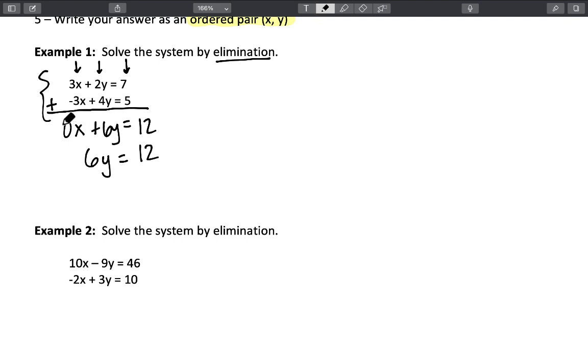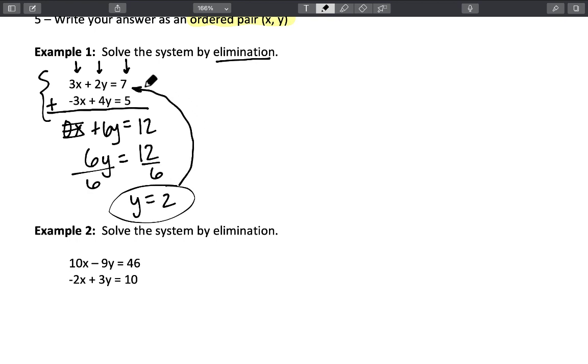The 0 times x is just eliminated. There you go. We eliminated one of our variables. Now I can solve for the value of y by dividing over my 6, and that gives me a y value of 2. All right, we found our value for y. Now we need to find out what x is, and it doesn't matter which of these two original equations I pick, I'm going to rewrite one of them with my value of y substituted in there. So let's just take the top one.